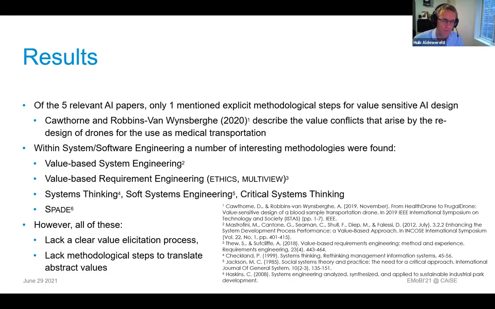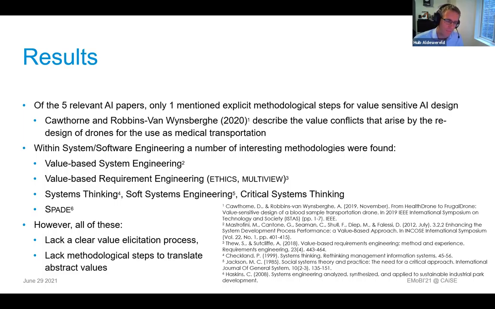Within the papers on software and system engineering, we found a number of interesting methodologies listed here. So value-based system engineering, value-based requirement engineering, in specific ethics and multi-view, and the concepts of systems thinking, soft systems engineering, and critical systems thinking, and finally the methodology of SPADE, which is also quite recent, from 2008. The other ones are much older, but all of them focus on the softer aspects of system and software engineering. So trying to open up the system engineering field to more social aspects.